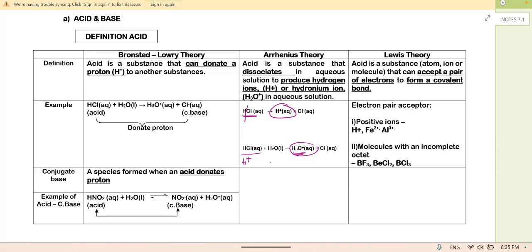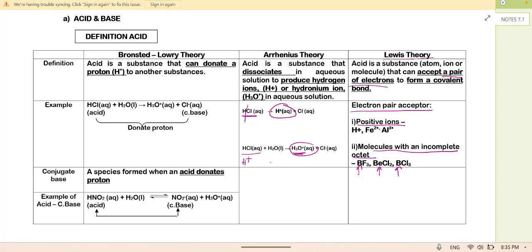The next definition comes from Lewis theory. Lewis theory states that an acid is a substance that can accept a pair of electrons to form a covalent bond. In other words, an acid is a substance that can accept 2 electrons, an electron pair acceptor. The substances that can accept 2 electrons are positive ions or molecules with incomplete octet, like boron and beryllium. They can accept 2 electrons.